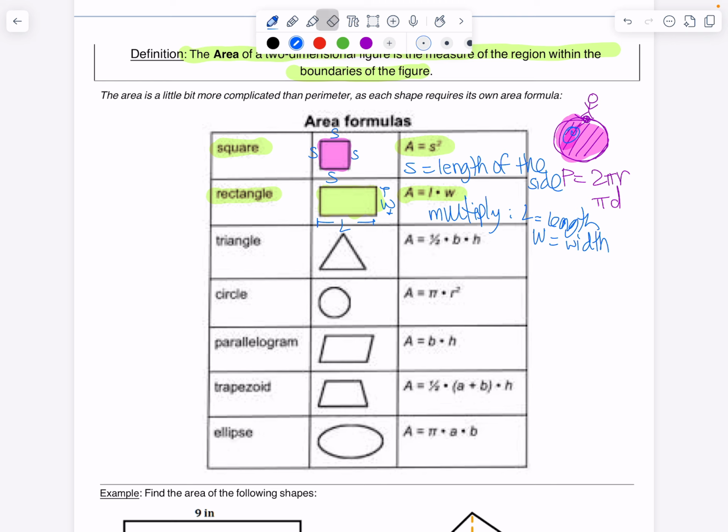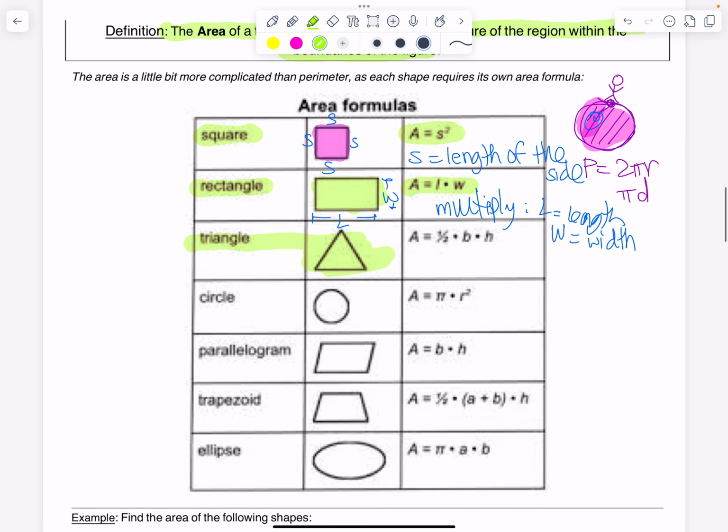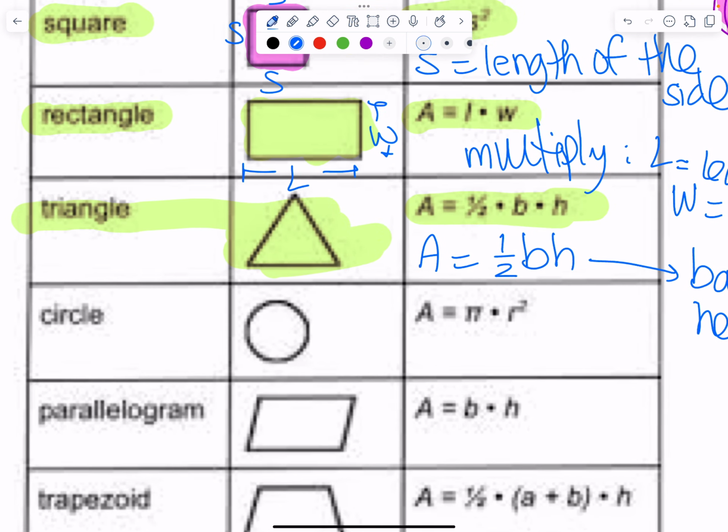Now the next one, a triangle. These are getting a little more complicated as we go, it seems like. For a triangle, it's 1/2 multiplied by base times height. And if that's really fuzzy, maybe it would help for me to write it again. 1/2 base times height. Base and height are very similar to length and width. So maybe if we just visualize what it looks like.